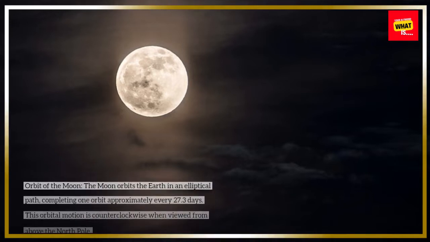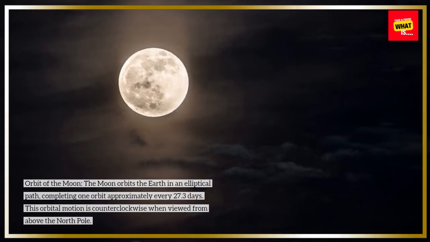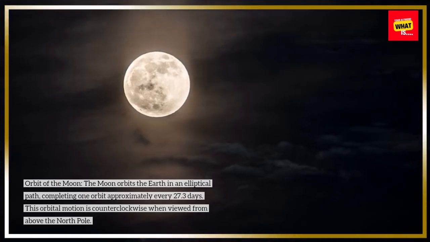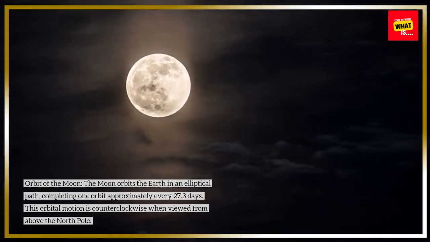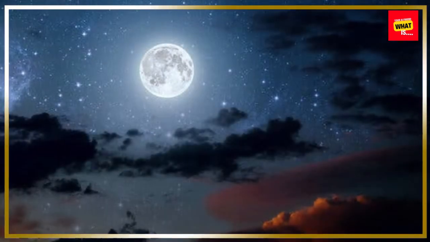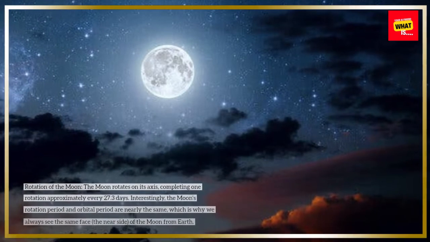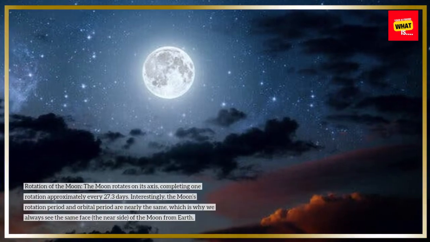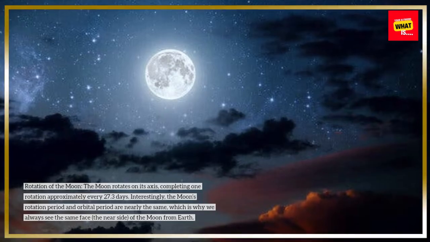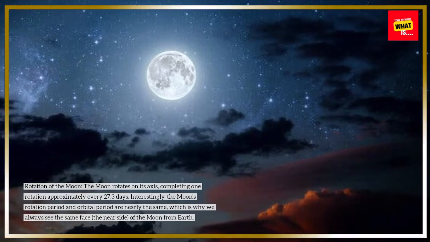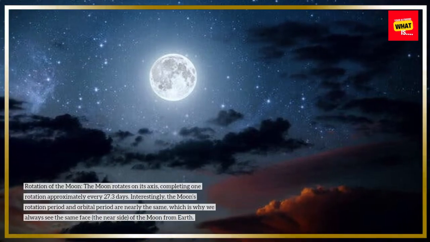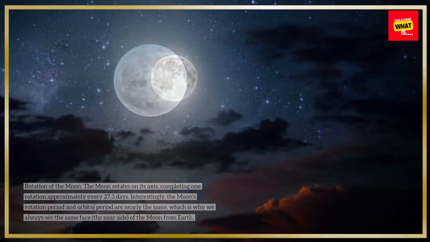Orbit of the moon. The moon orbits the Earth in an elliptical path, completing one orbit approximately every 27.3 days. This orbital motion is counterclockwise when viewed from above the North Pole. Rotation of the moon. The moon rotates on its axis, completing one rotation approximately every 27.3 days. Interestingly, the moon's rotation period and orbital period are nearly the same, which is why we always see the same face, the near side, of the moon from Earth.